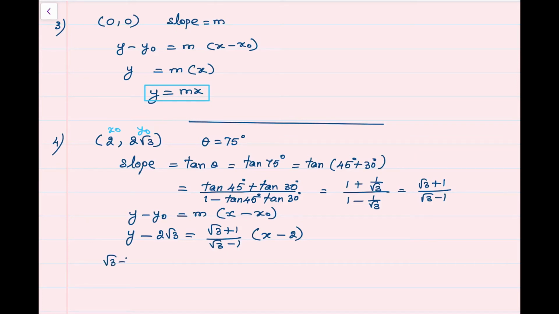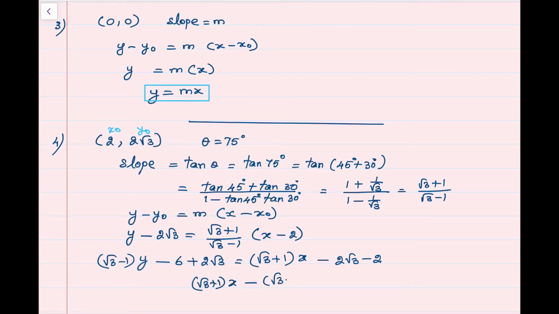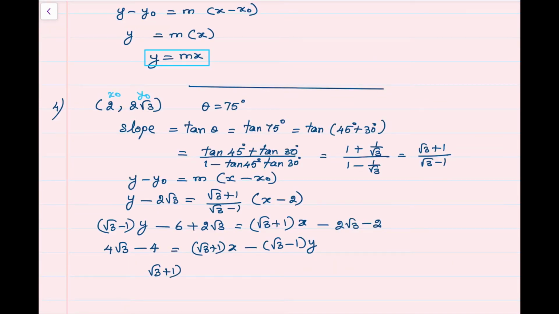We will multiply by root 3 minus 1. Root 3 minus 1 into y minus 2 root 3 into root 3 will be 2 times 3, which is 6, plus 2 root 3 is equal to root 3 plus 1 times x minus 2 root 3 and minus 2. Root 3 plus 1 x minus root 3 minus 1 y is equal to 4 root 3 and minus 4. Root 3 plus 1 times x minus of root 3 minus 1 times y is equal to 4 times root 3 minus 1.